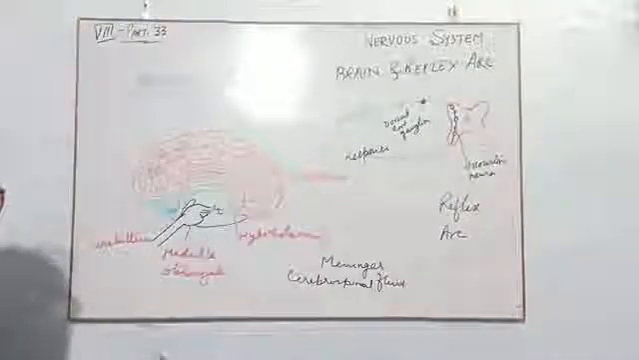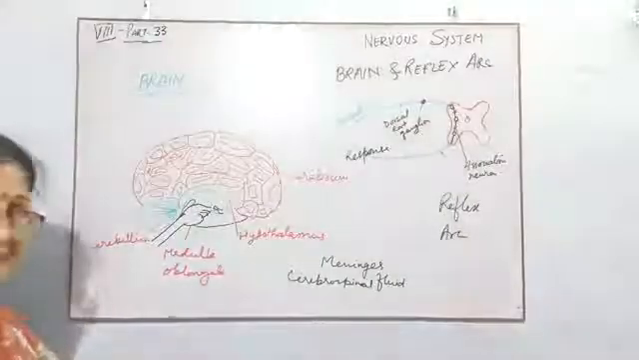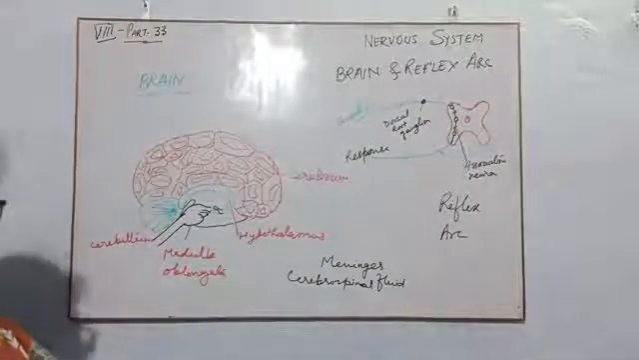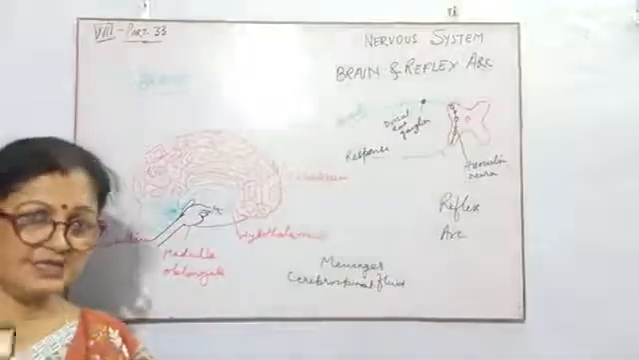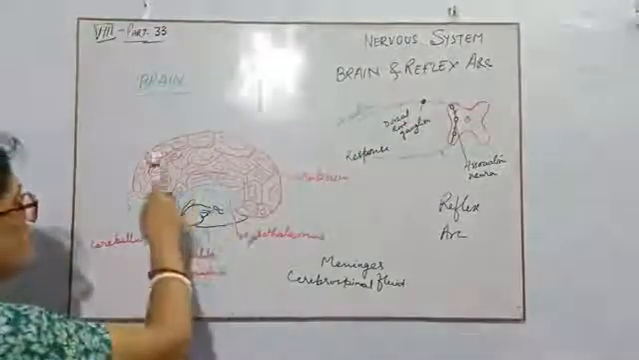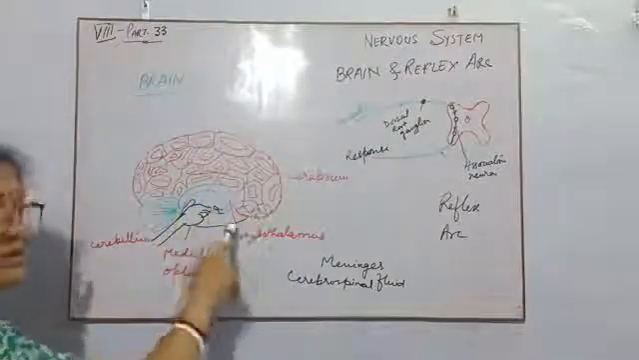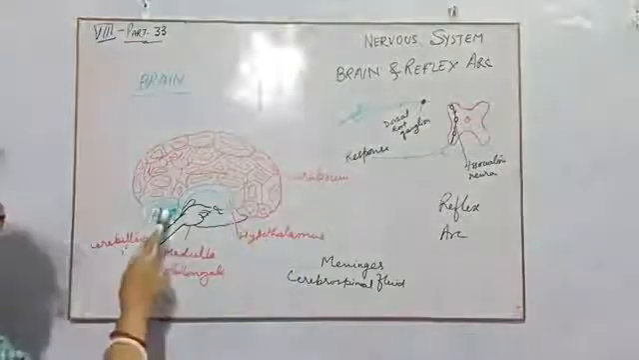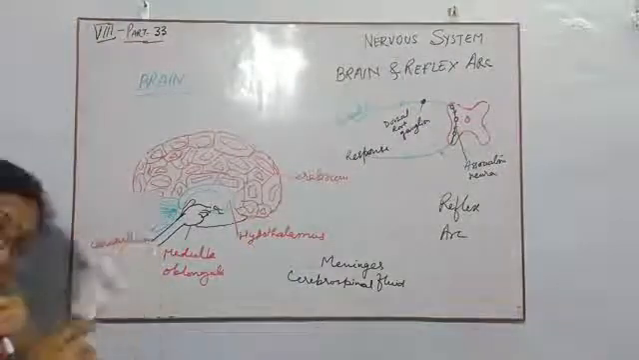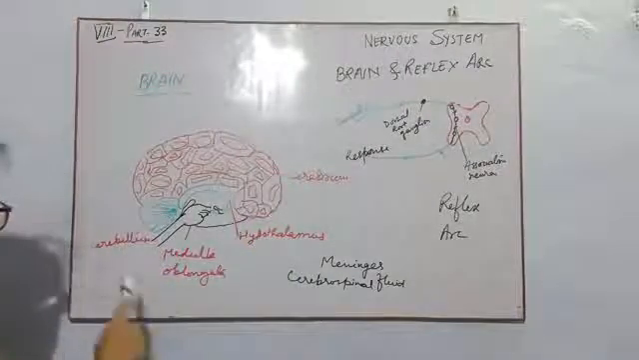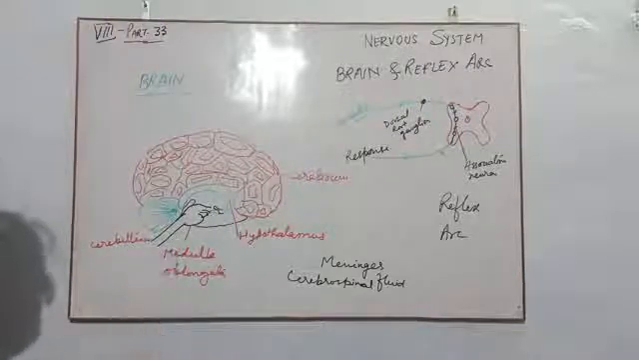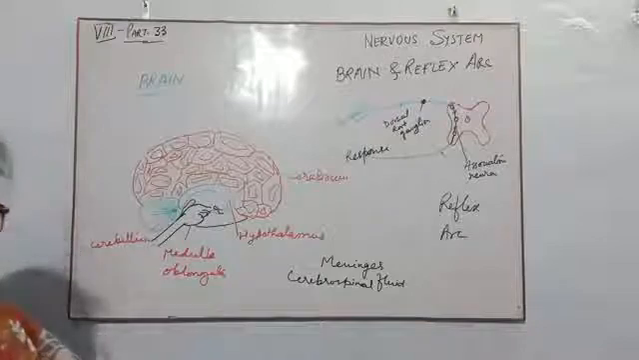Now children, we are coming to the parts of the brain. According to your syllabus, the brain has 3 parts: cerebrum, the largest part of the brain, then the small, oval or ovoid shaped cerebellum, and the last part is medulla oblongata.